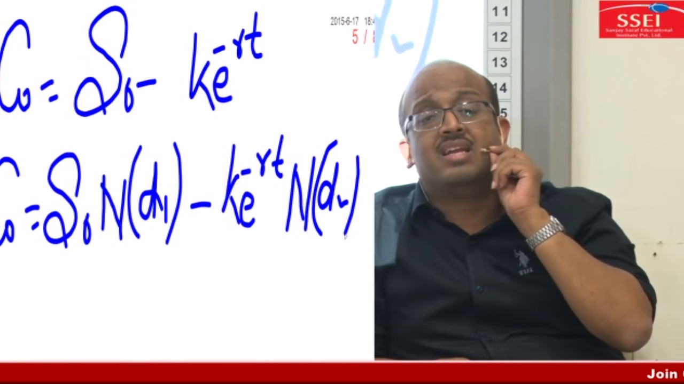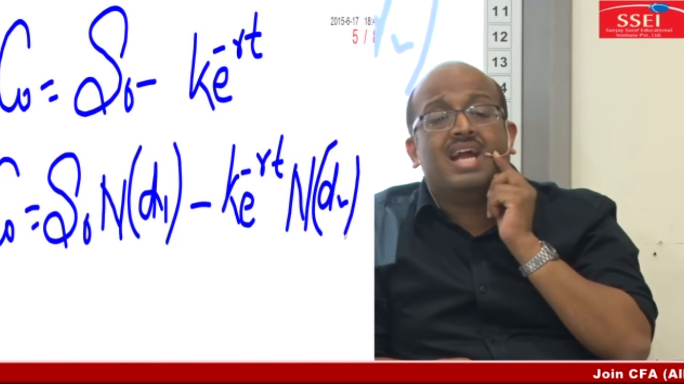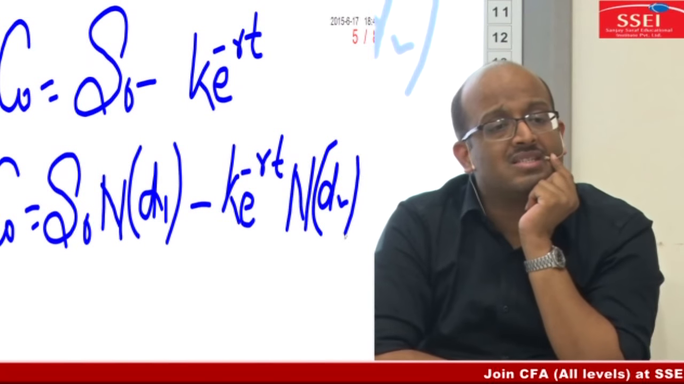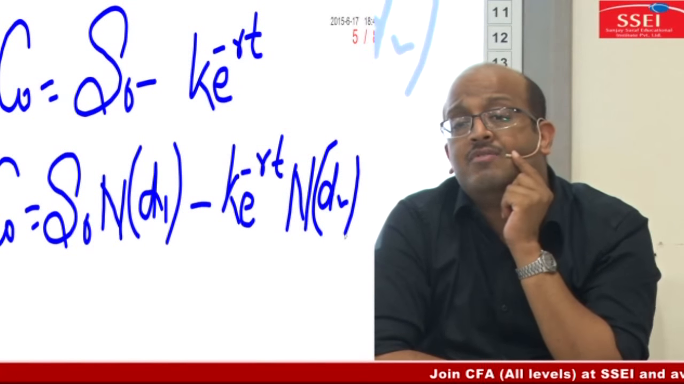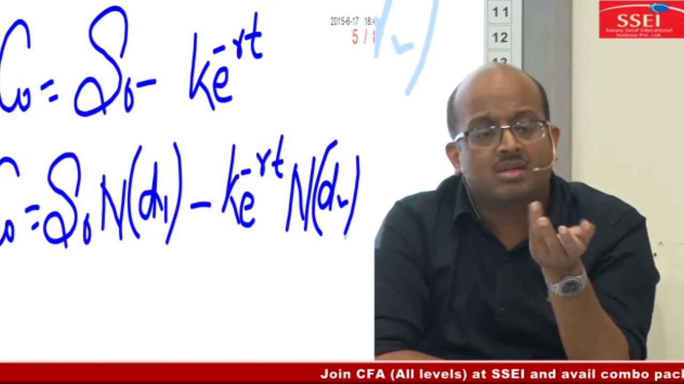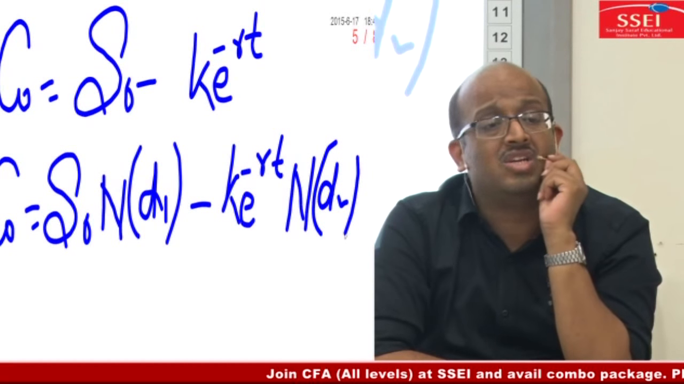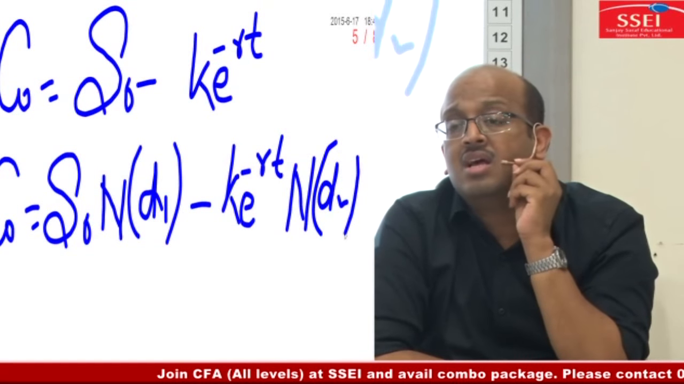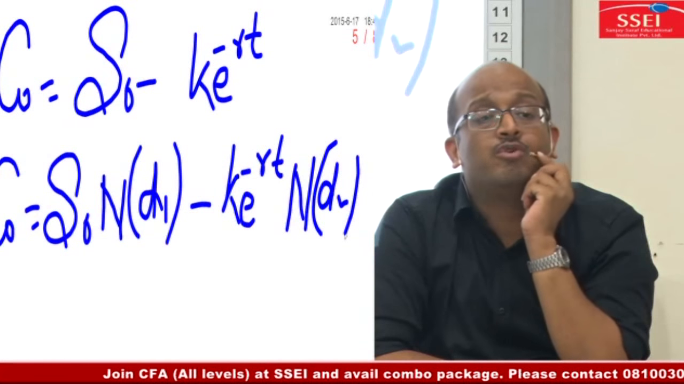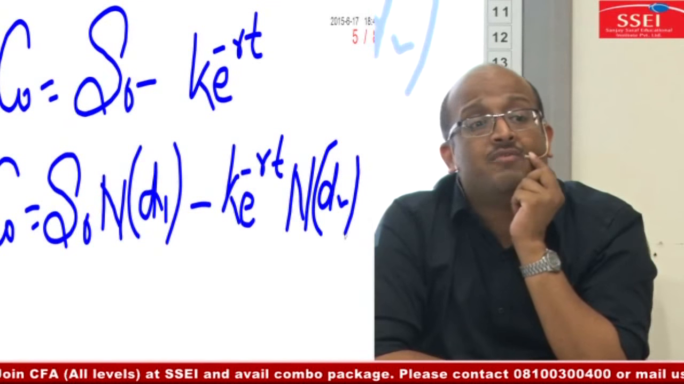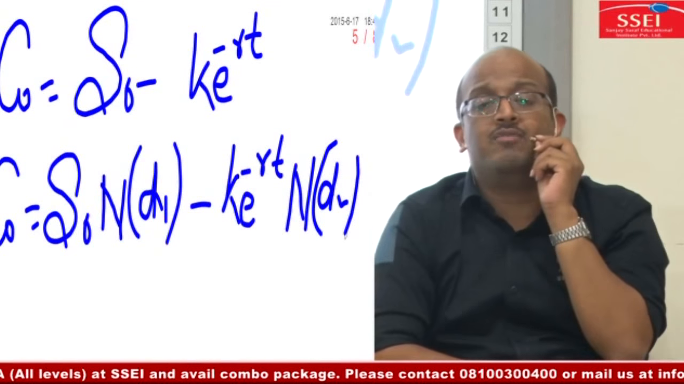If C0 is taken as Y, and N(d1) is taken as 0.4, then we have Y equal to 0.4x. So what is the derivative of 0.4x? 0.4. So can you see dC by dS0 is equal to what? N(d1). N(d1) is 0.4, which means one call is equivalent to 0.4 shares. One call is equivalent to how many shares? 0.4 shares.